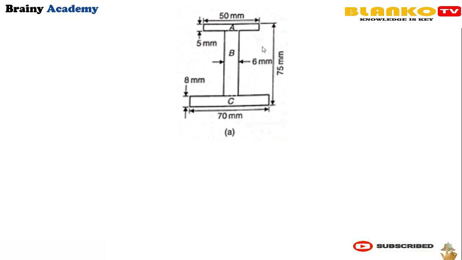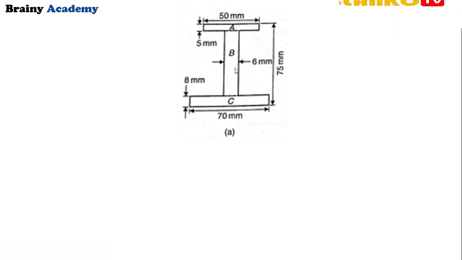So figure A is the girder, and it has three separate rectangles. We have rectangle A, rectangle B, and then rectangle C. And we are to find the area of the girder. All right, so let's move on with the solution.